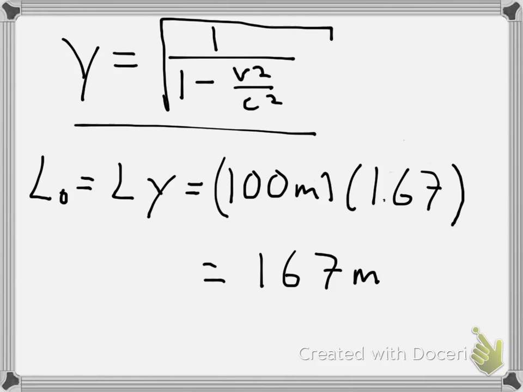Notice it has contracted. This is why we call it length contraction. I perceive his ship being smaller than he does, just like I perceive his time running slower than he does. This is a consequence of the fact that time and space are intimately and inextricably connected.